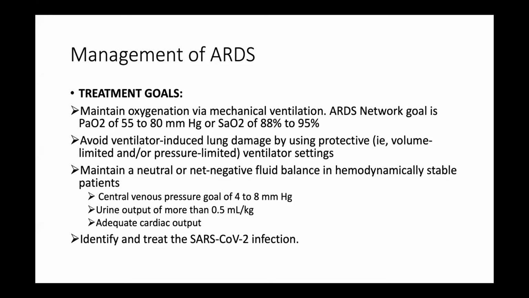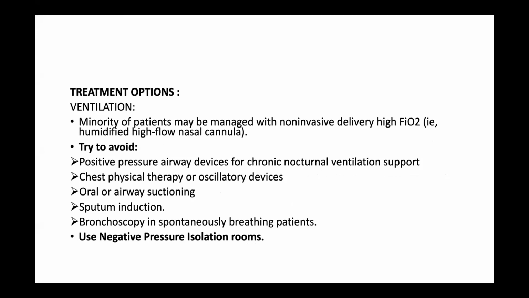The volume status can be measured by keeping central venous pressure between 4 to 8 mm of Hg and urine output of 0.5 ml per kg. Then you should identify and treat the SARS-CoV-2 infection. So regarding ventilation, a minority of patients can be managed with non-invasive ventilation, like a nasal cannula with humidified high flow oxygen. But most patients will need mechanical ventilation.